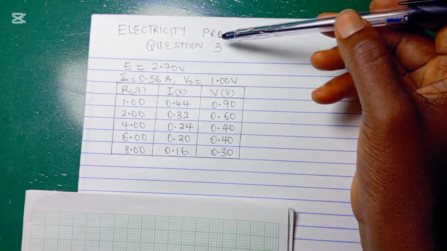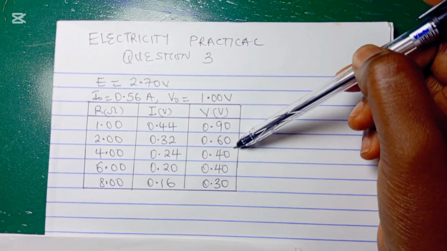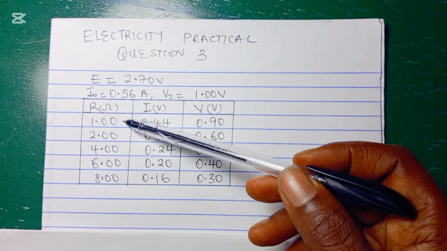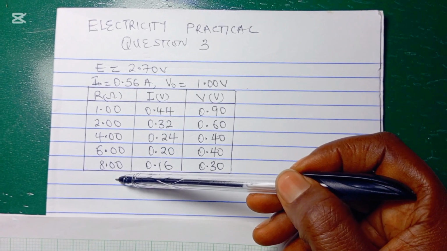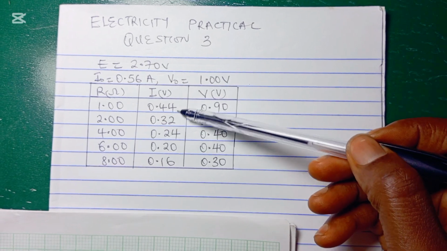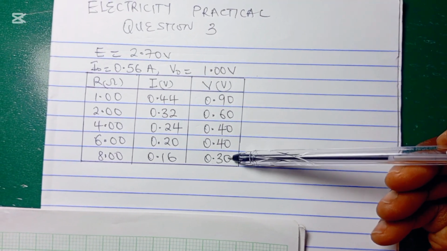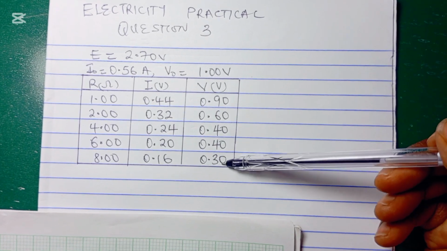Now we have completed this. This is what we have. So I'm going to use it to plot our graph. This is a reading gotten from this electricity practical number 3. Okay, so if you can look at it now, there is a change here as the resistance is being increased on the resistance box. There is a decrease in the ammeter and equally a decrease in the voltmeter. Now the decrease is not much, just a slight decrease.